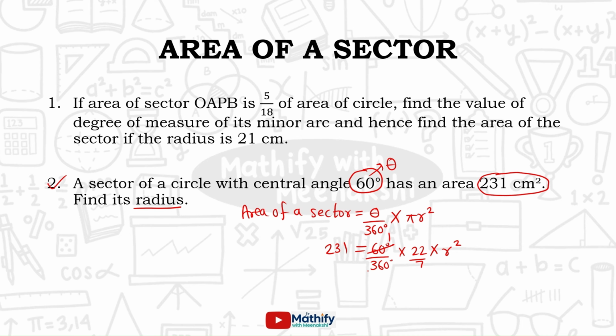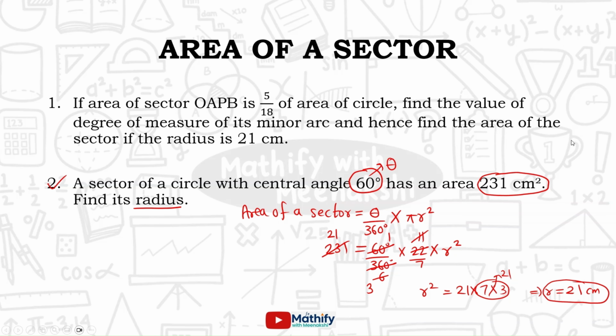It's 1 by 6. Here if you cut with the table of 2, 11 and 3. Now you can cut 11 and 231. It's 11 to 22 and we are left with 1. That's 21. Now what's your r square? If you transpose 7 and 3 to that side, it will become 21 into 7 into 3. That is also 21 into 21. That means your r is 21 centimeter.